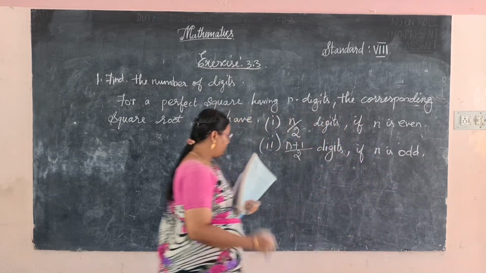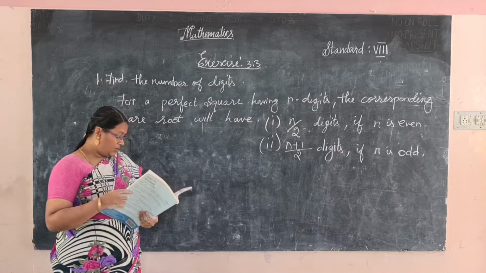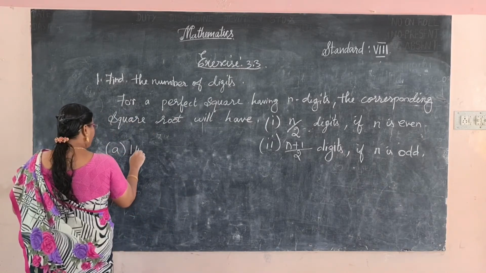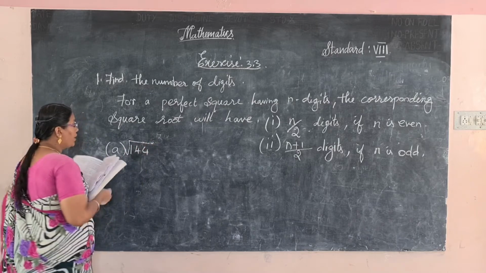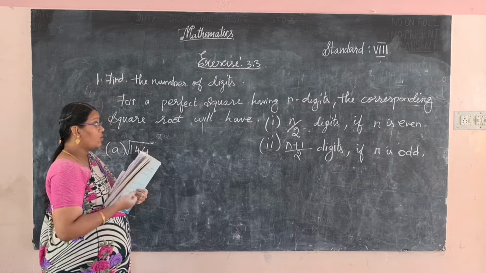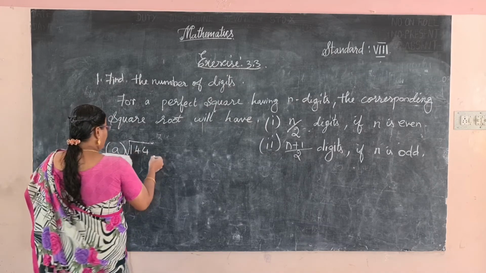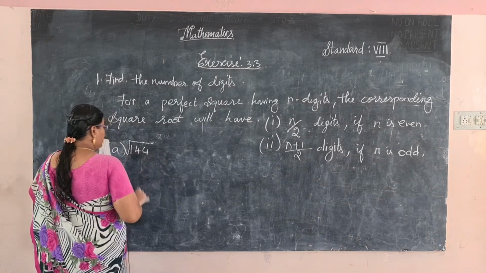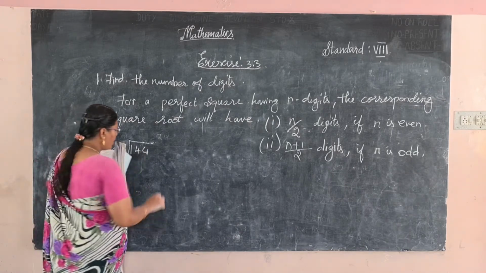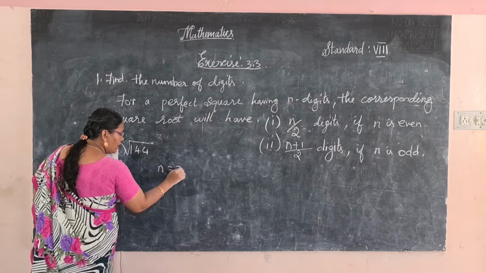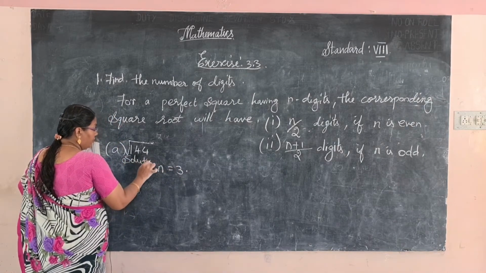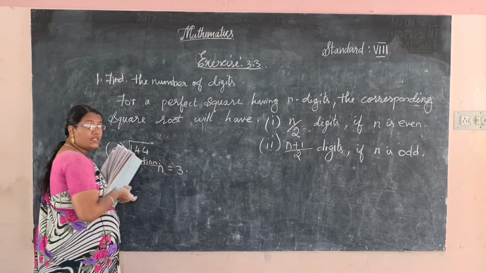Okay. Can you find the answer for the first problem? First one, (a) 144. The square root of 144, how many digits do we get in the square root value? So what do we do? Count the digits. 1, 2, 3. So how many digits are there? 3. So the number of digits n is equal to 3.